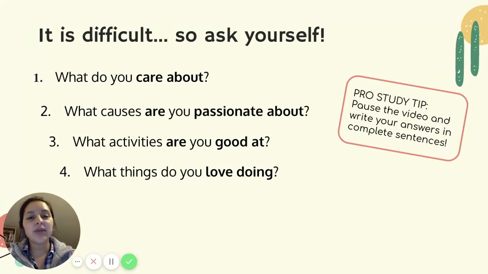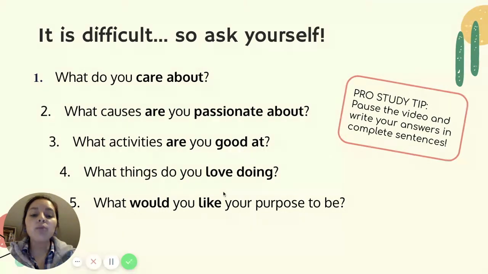What things do you love doing? Which are not necessarily the same. Yes, you might be good at maths, but maybe you don't like math. Maybe you're good at physical education, but you don't like doing physical education. So careful there.